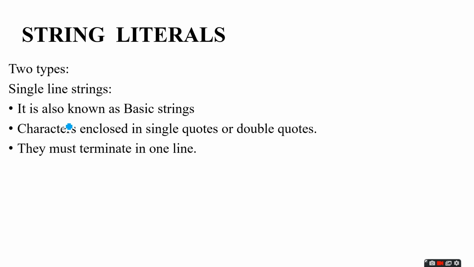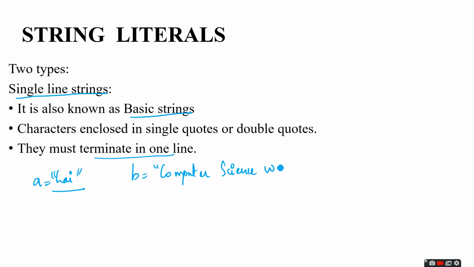String literals are of two types. The first one is single line strings, also known as basic strings. The characters enclosed in single quotes or double quotes are known as string, and they must terminate in one line. If they terminate in a single line, then it is a single line string or basic string. For example, A equal to hi. Here the string terminates in a single line. Then B equal to computer science with Python.